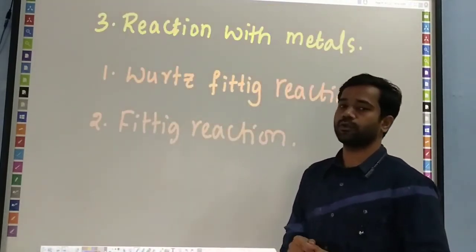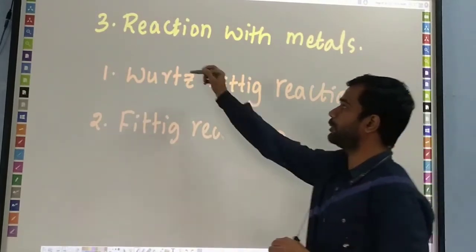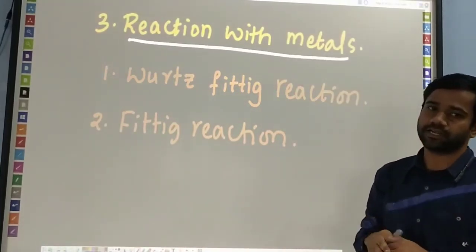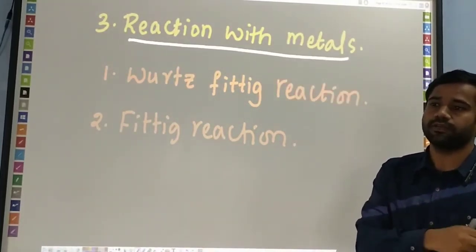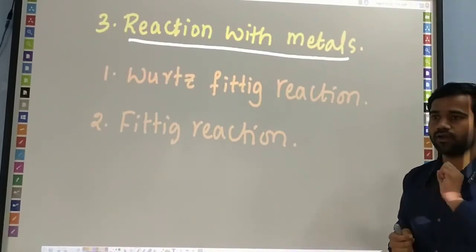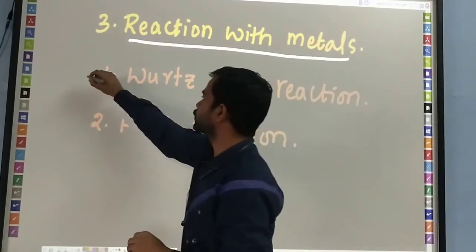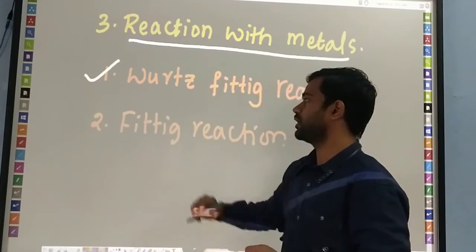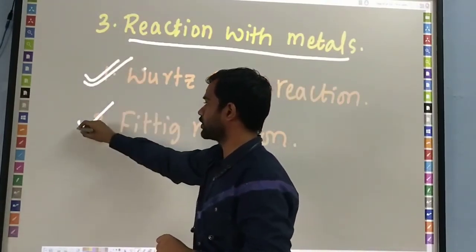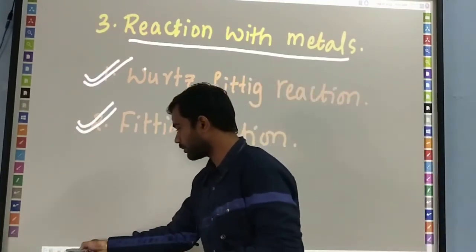The next reaction is the third type of reaction, which is the reaction with metals. In the case of haloalkanes, we already discussed the Finkelstein reaction and the Swarts reaction, and the Grignard reagent has been used in the case of haloalkanes. But in the case of haloarenes, we have two name reactions. The first is known as the Wurtz-Fittig reaction and the second is known as the Fittig reaction. First reaction is the Wurtz-Fittig reaction. The second reaction is the Fittig reaction. Let's discuss one by one.